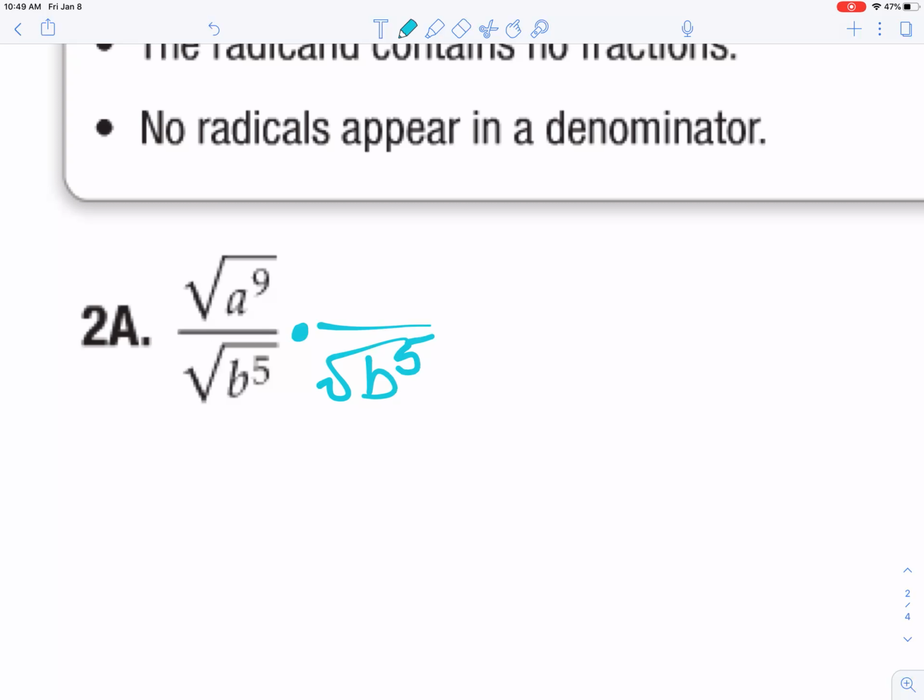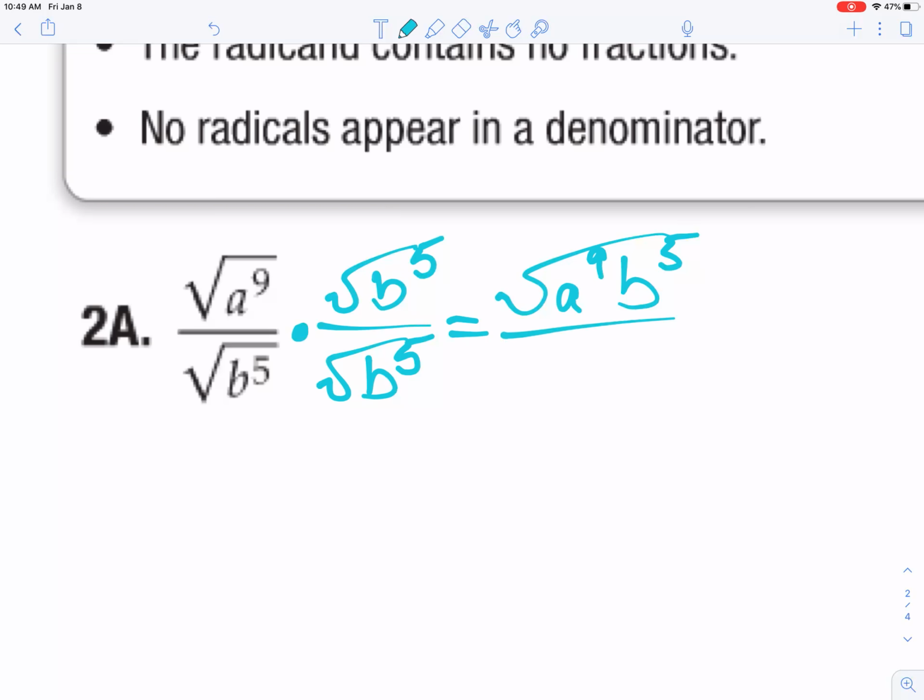Okay, and let me back up for a second. If I could have, I would have just done the square root of b to the fifth, but that's not a nice, happy number. So if I just multiply by the square root of b to the fifth, and to keep the fraction to have the same value, I'm going to do that to both the top and the bottom. That's going to give me one of two things. The top is going to be the square root of a to the ninth, b to the fifth, either way.